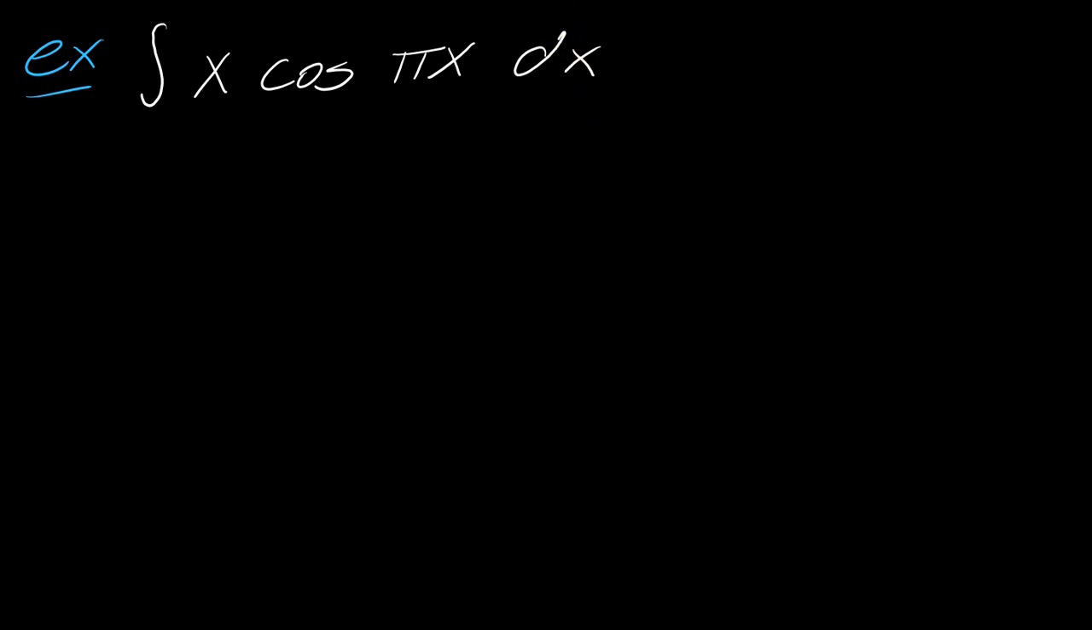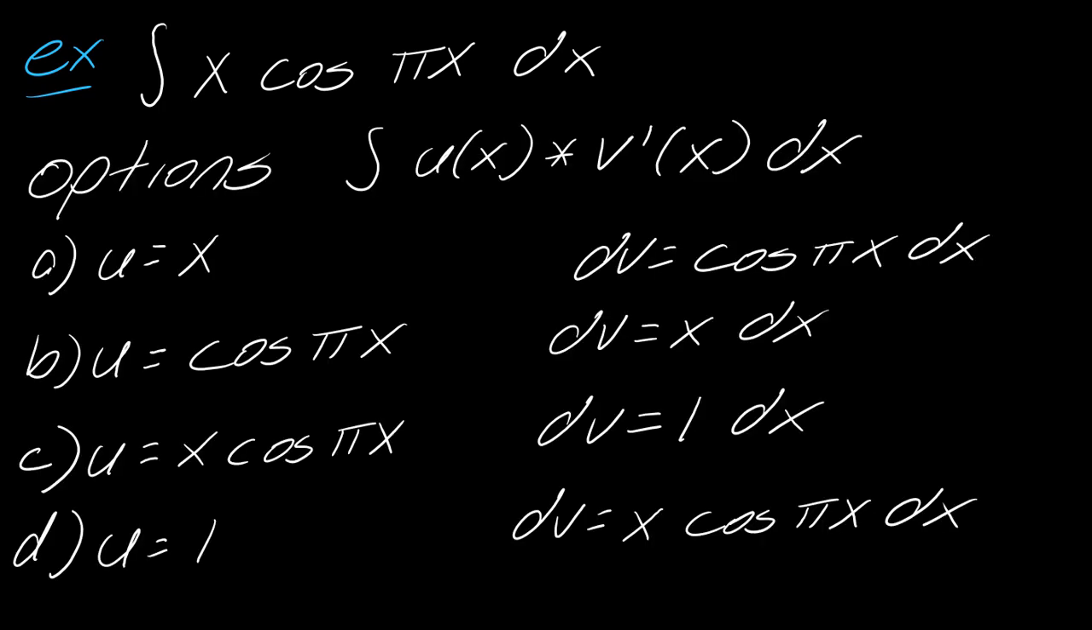The first thing I want to do is show you all your different options of how to think of this. I've got this integral, and I need to view it in this form, u of x times v prime of x dx. So I need to choose something to be my u and something to be my v prime. Now I'm going to call v prime dv.